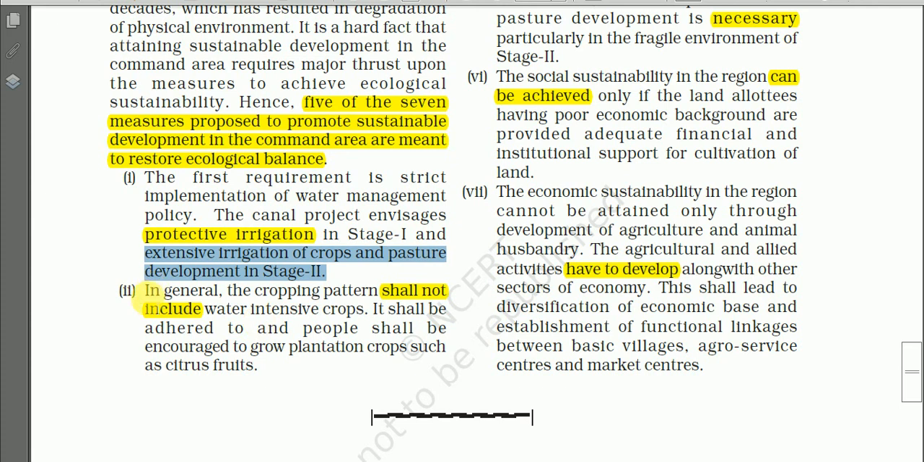Then number two measure: in general the cropping pattern shall not include water intensive crops. That means cultivation of rice, for example, shall not be done because rice is a water intensive crop, and this shall be adhered to, and people shall be encouraged to grow plantation crops, tree crops such as citrus fruits, oranges and lemons for example, instead of water intensive crops like rice.